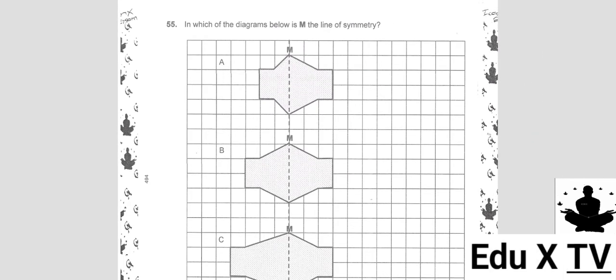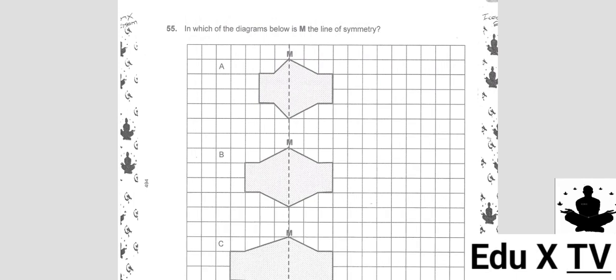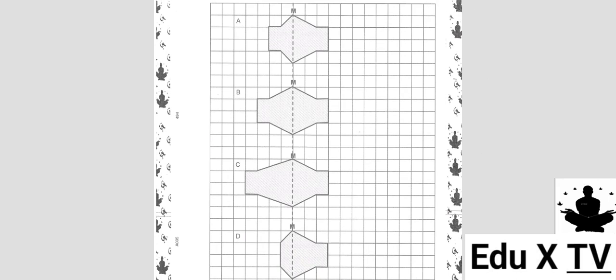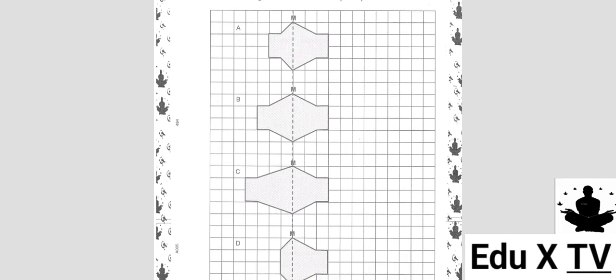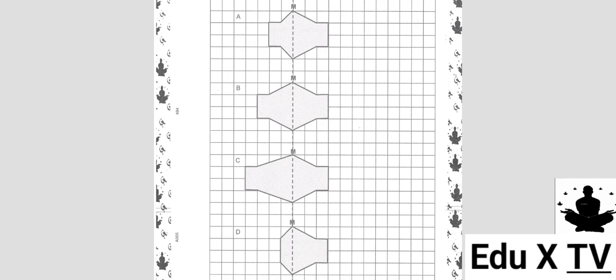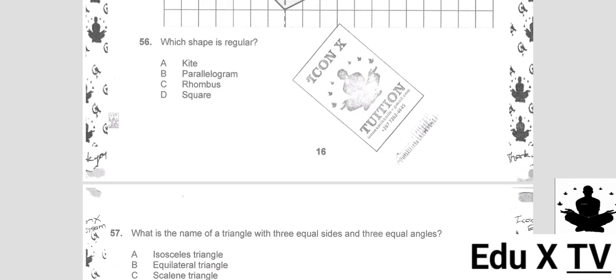Number 53. What number is represented by the letter X in the mapping below? The answer is A. Number 54. The probability that it rains on any day in a certain village is 3 over 10. What is the probability that it does not rain on any day in that village? The answer is D. Number 55. In which of the diagrams below is M the line of symmetry? The answer is B. Number 56. Which shape is regular? The answer is D.